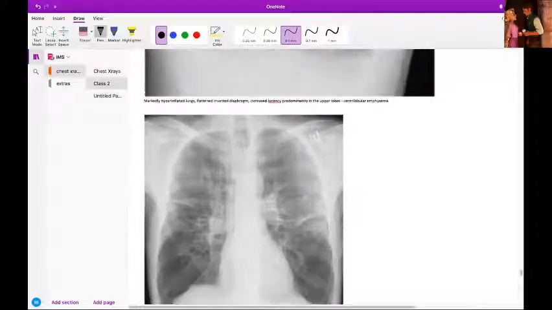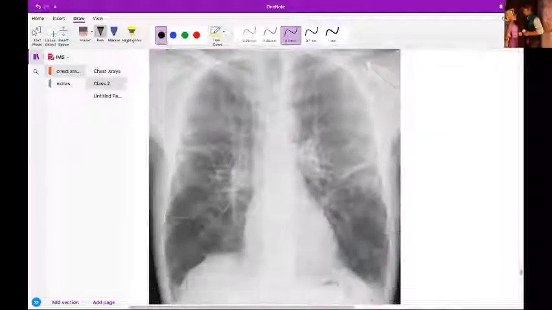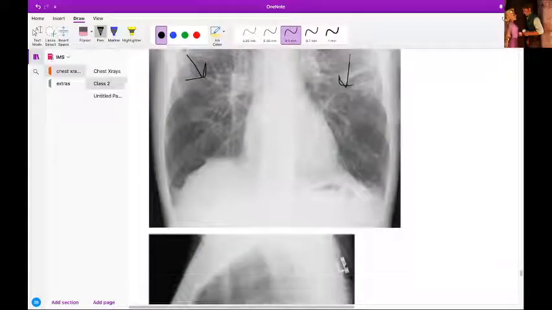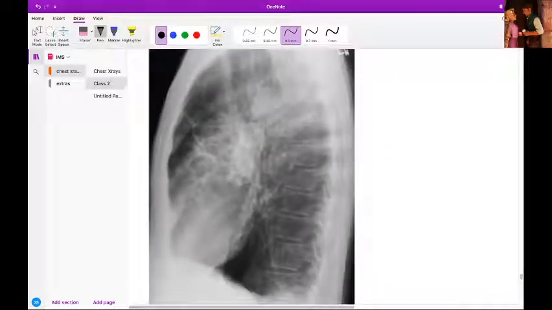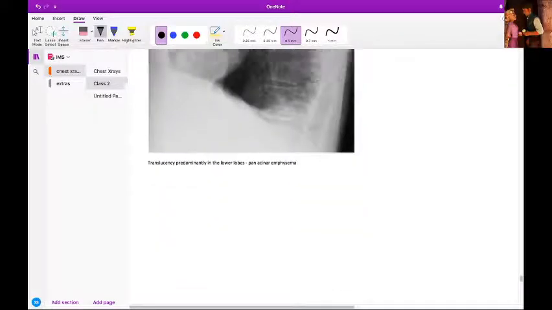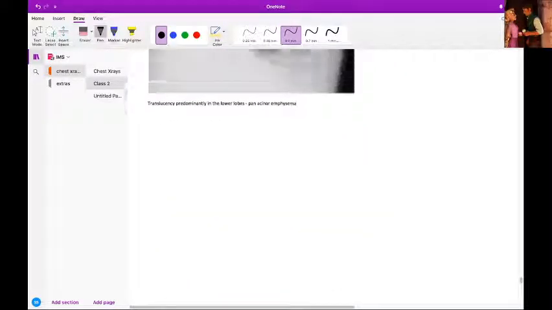Now in this one, are you able to see the difference? Here the lower lobes are more translucent. So this is panacinar emphysema.